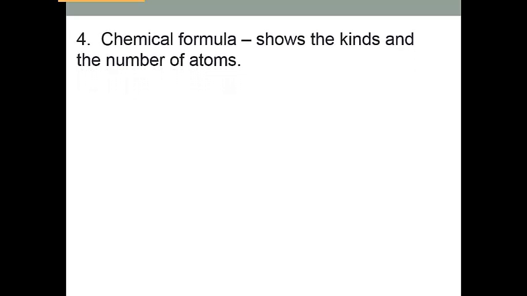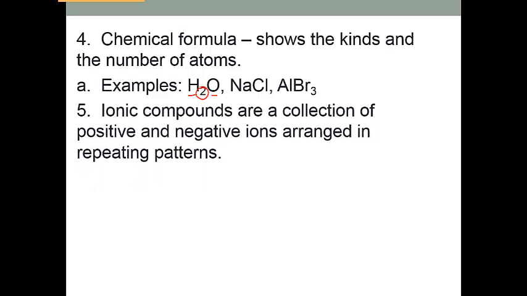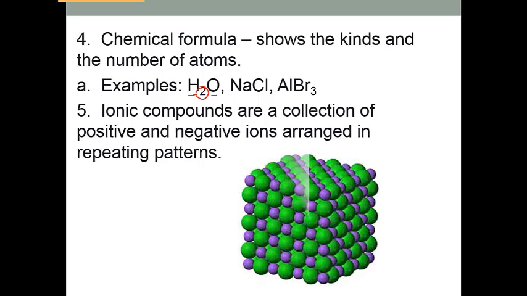Now for chemical formulas, we've seen these a lot, like water, H2O. It just tells us the kinds of elements that we have and how many of each element we have. So for H2O, we know that we have hydrogen and oxygen, but it also gives us an amount, how many hydrogens we have in this case. Ionic compounds are actually a collection of positive and negative ions, and they repeat in a pattern. So for instance, this is what sodium chloride would look like.